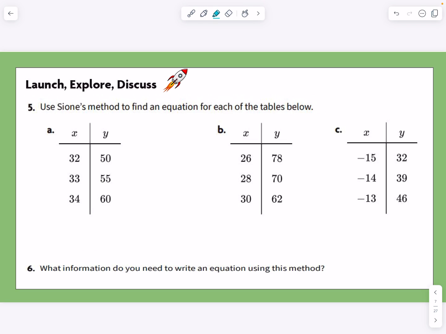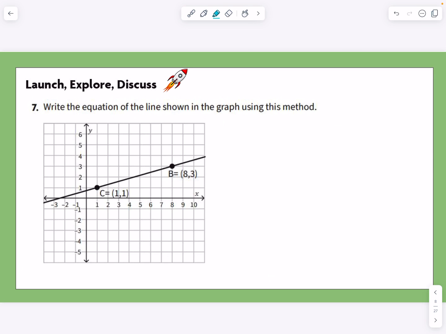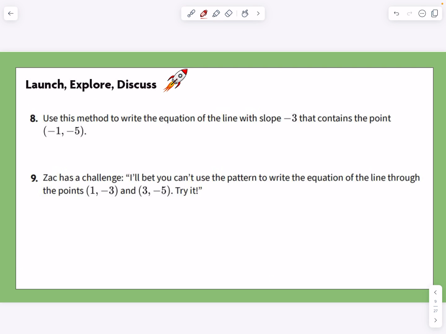Okay, so in your lesson today, it said use Sion's method to find an equation for each of the tables below. So again, you're looking at what they already had in place and writing an equation for each of those. And once you did that, you can write an equation for the line, which is another method there as well. So our equations for a line, and we'll come back to that. And then for the equation of a line, it says write an equation of a line with a slope here and using a point.